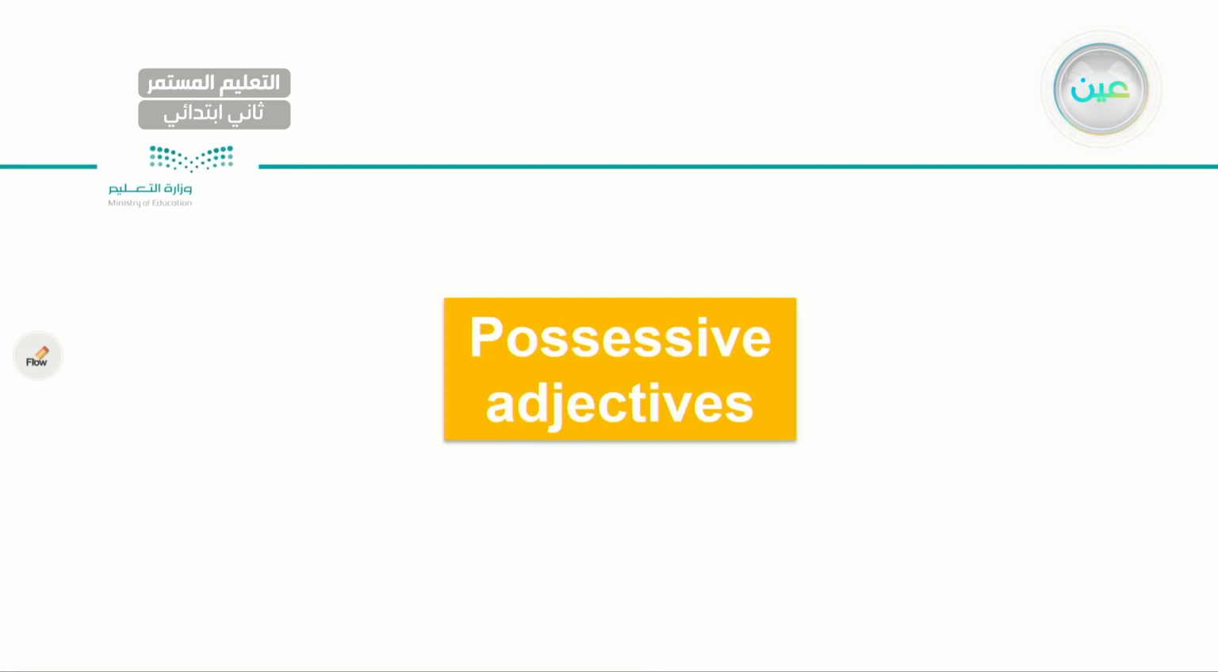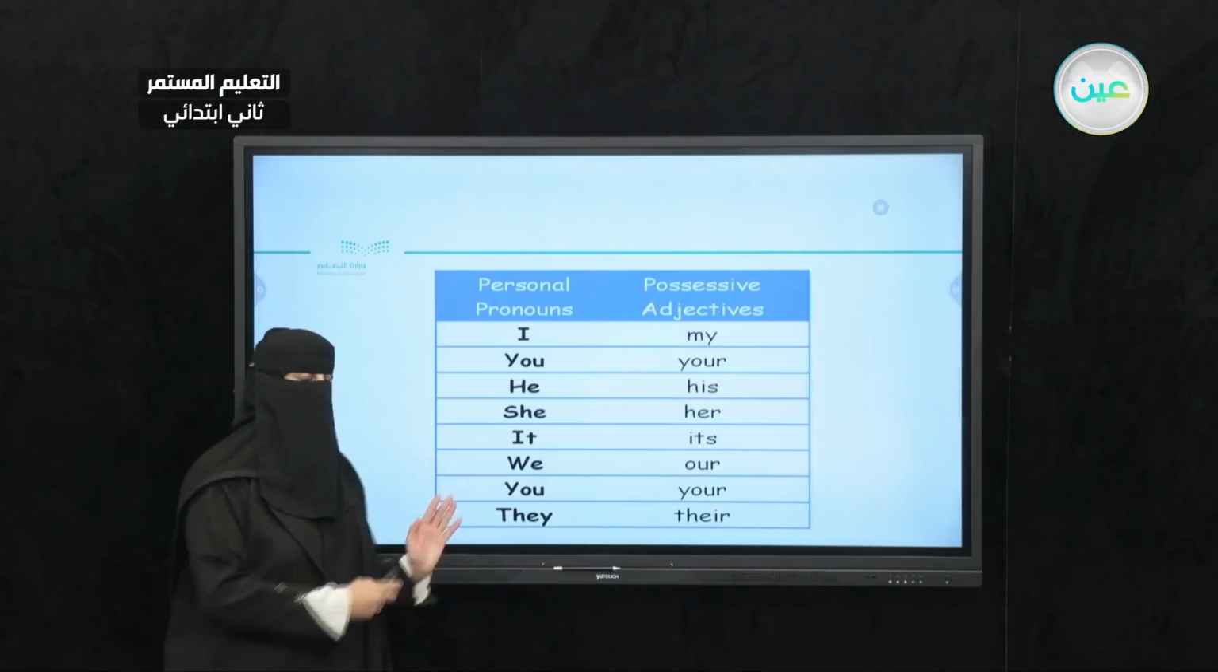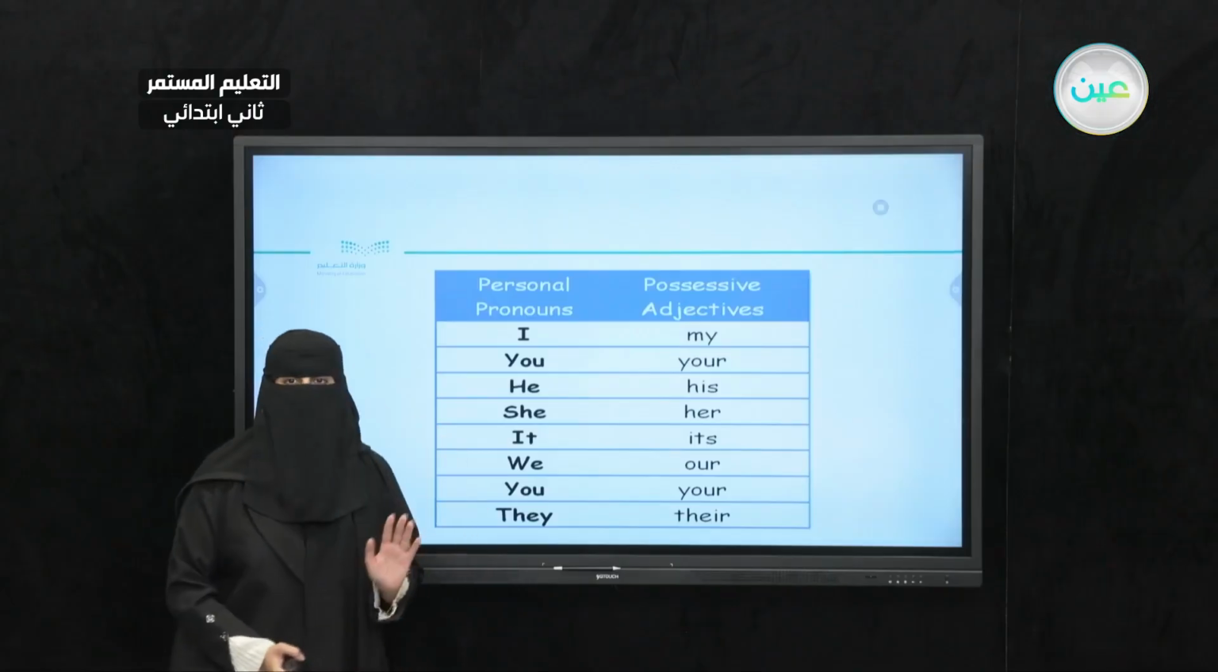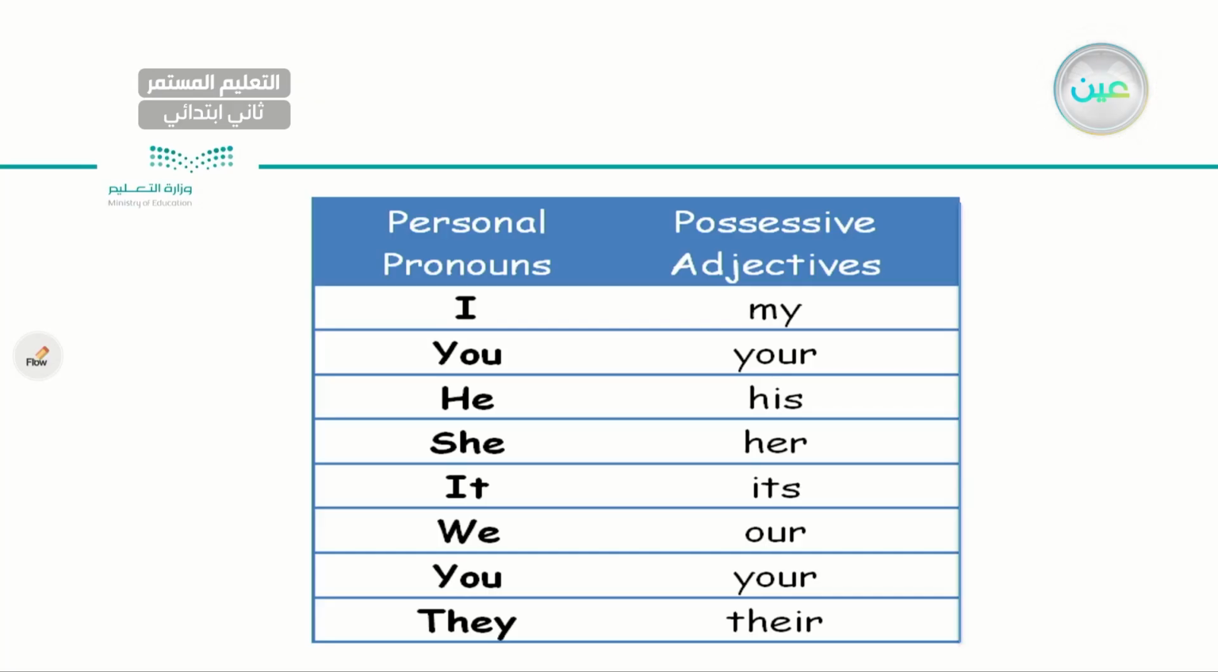Now, let's start with possessive adjectives. What do I mean by possessive adjectives? We already took this at the beginning of our semester. Let's revise them. As you can see here, all the personal pronouns are on your left, and on your right, I have the possessive adjectives. Let's start by reading the personal pronouns. I, you, he, she, it, we, you, they.